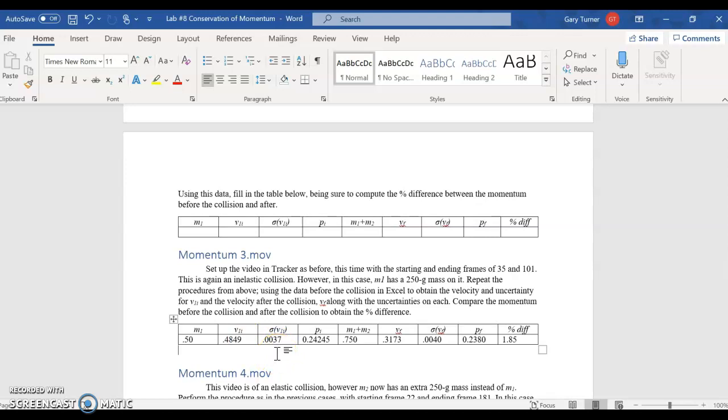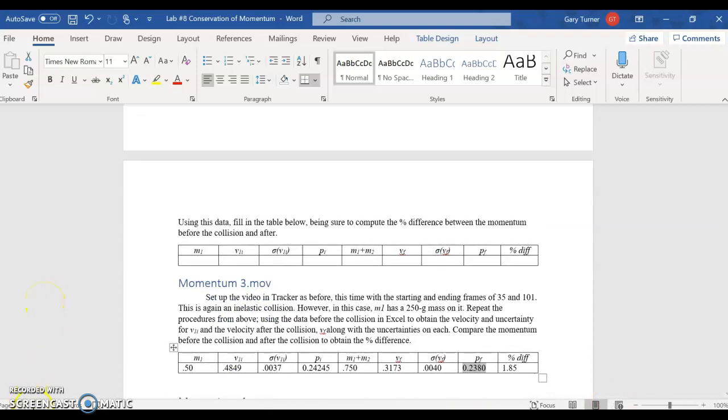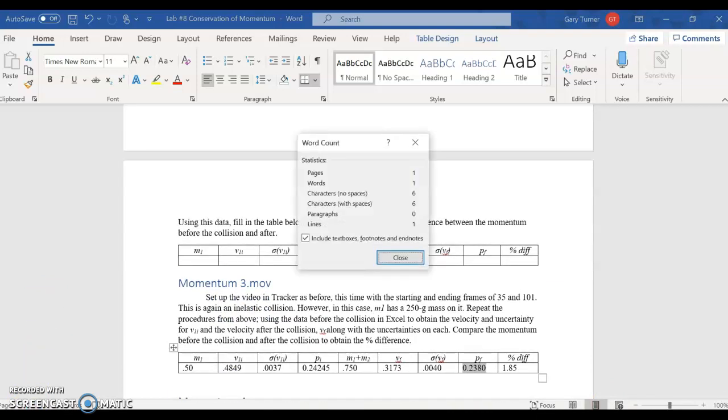So don't get wrapped up in those uncertainties. Just calculate them using the LINEST if you can. But what we're really concerned with is here. This is the major result. What are the percent differences between your momenta before the collision and then after the collision? That is what we're really after. So I hope that clears some things up, and hopefully you will find that useful and beneficial.